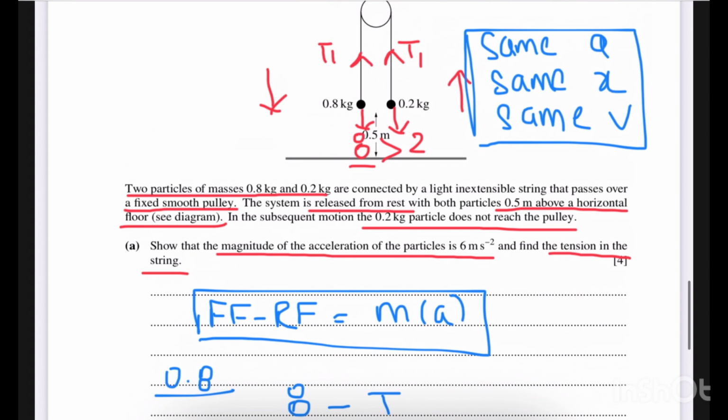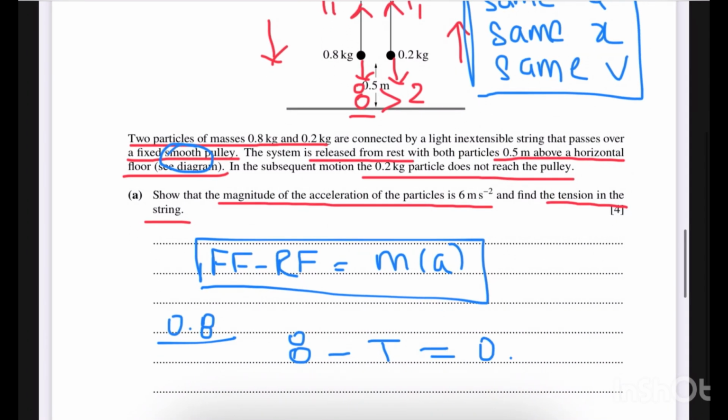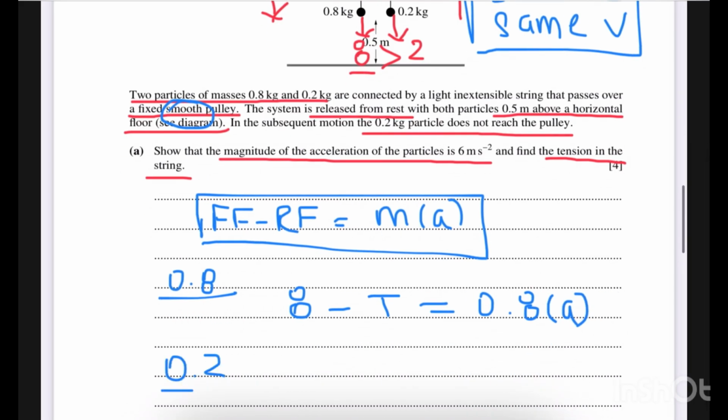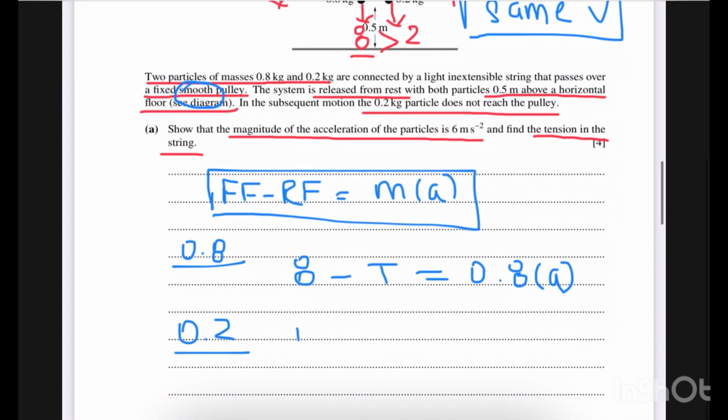There is no friction since it is a smooth pulley as mentioned in the question, and then its mass and then its acceleration. As for the 0.2 kg particle, the forward force will be the tension in the string. It helps it move upward, which is the intended direction. So that will be T, the same tension, and then the resistive force will be its weight, which pulls it downwards, so it's 2, and then its mass, and then the acceleration. So these two are simultaneous equations which we can solve.